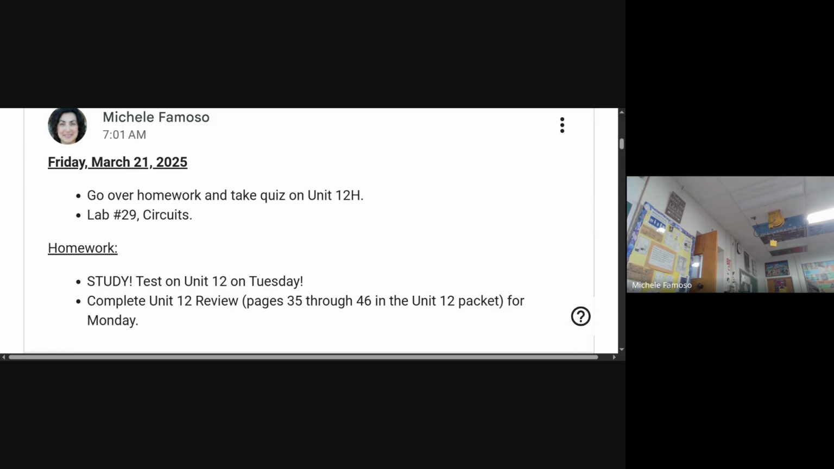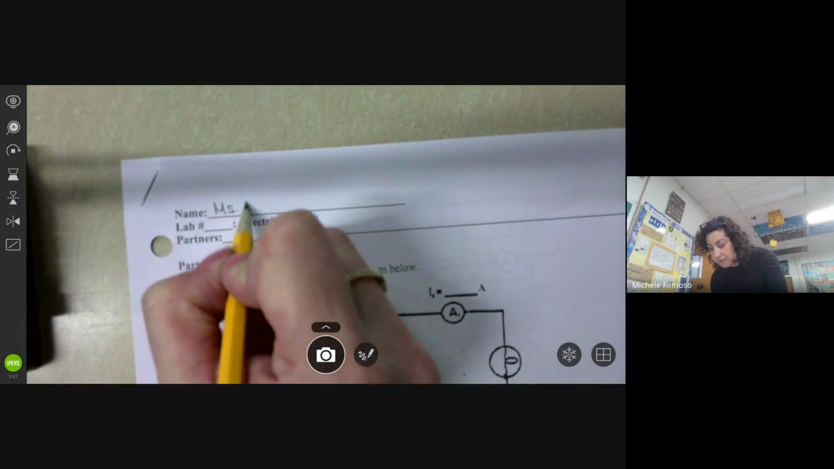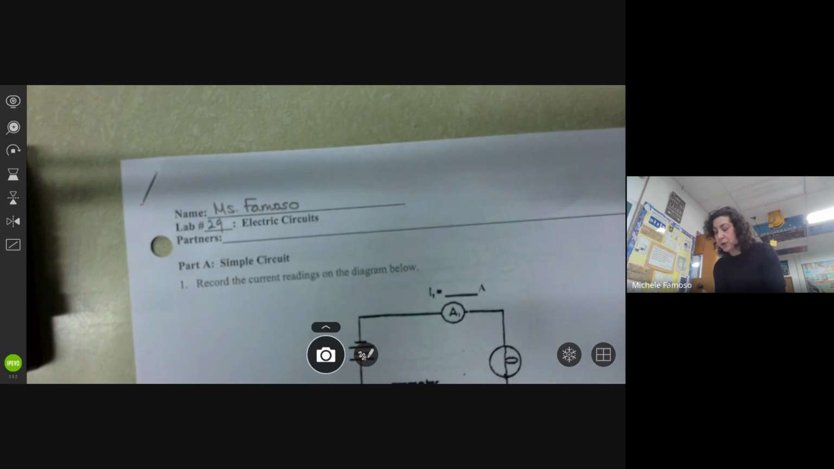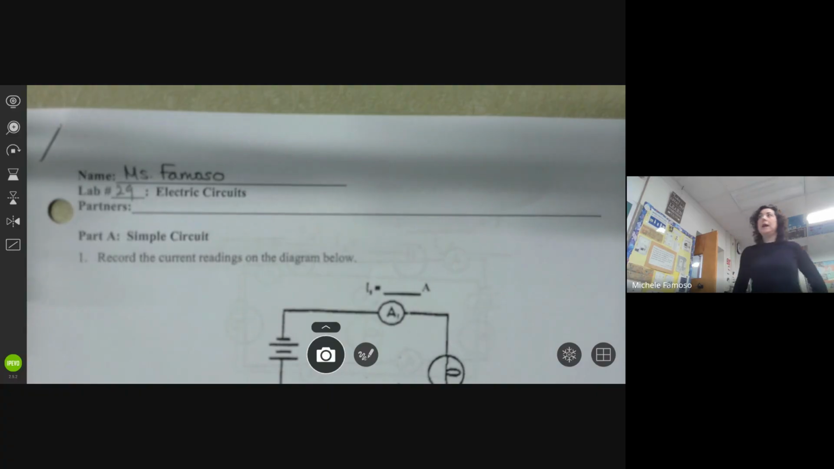All right, ladies and gentlemen, on the top of the lab packet, let's go ahead and put your name where it asks for it, please. This is lab 29. You will be doing this in a group. I'm going to ask you to tell me who you're doing this lab with.